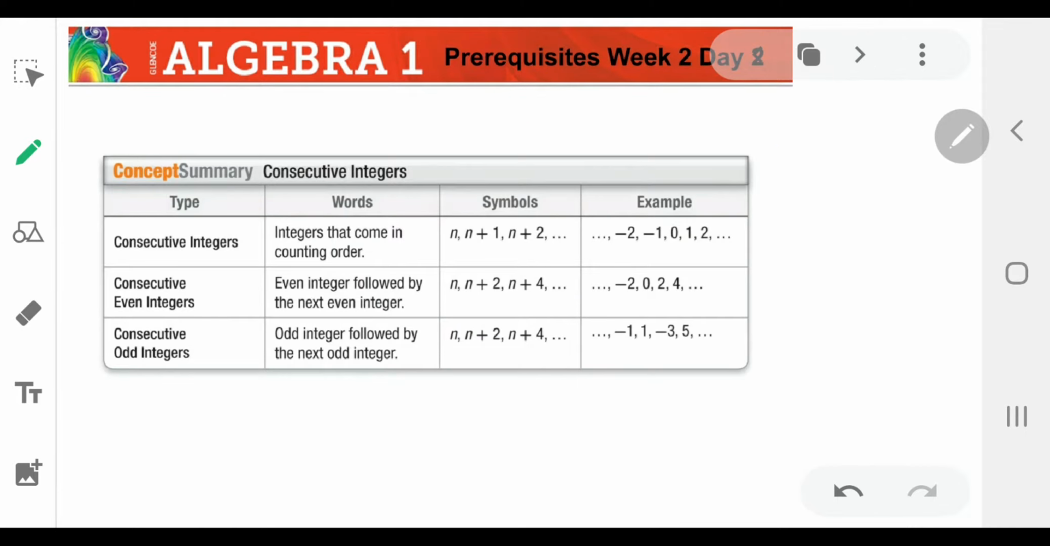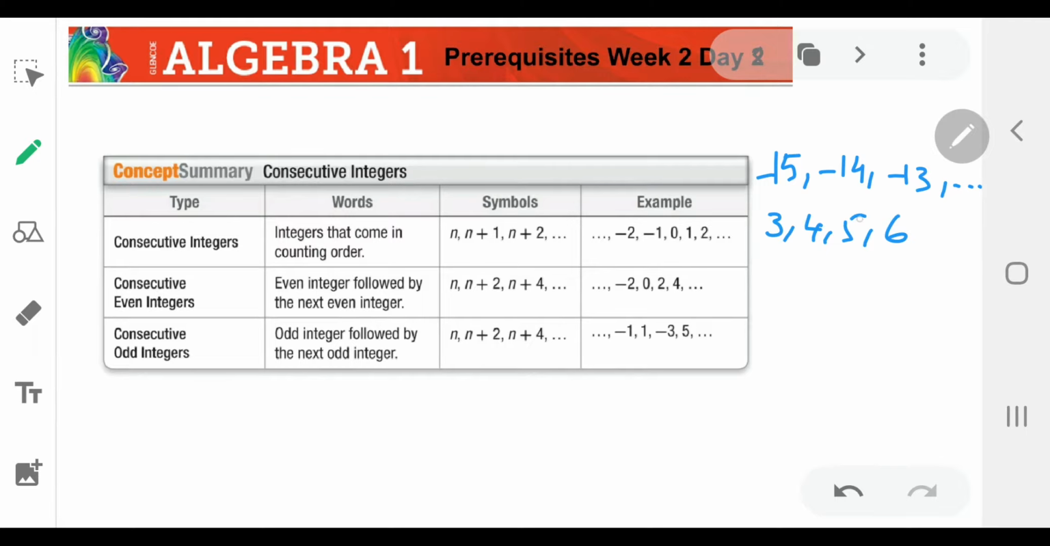Now, another real-life application, and this question is commonly coming in pre-SAT and SAT: writing and solving equations involving consecutive integers. First of all, what's the meaning of consecutive integers? Consecutive integers are the integers coming in the counting order, like 3, 4, 5, 6. They might also be negative integers, like negative 15, negative 14, negative 13, and so on. Those are called consecutive integers.